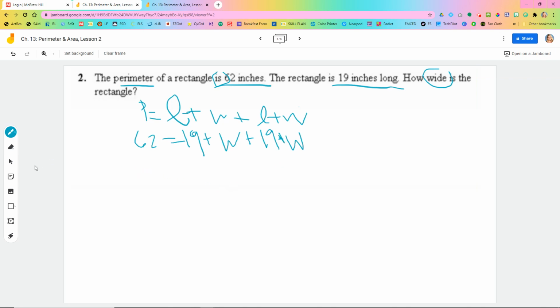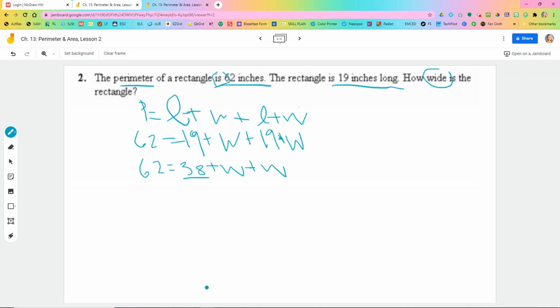So let's look at what we know right now. I know my total. I know this side and this side, but I'm missing my two sides right here. So let's add what I have right now. I have 19 plus 19, which is 38. And I'm going to drop down my two W's.